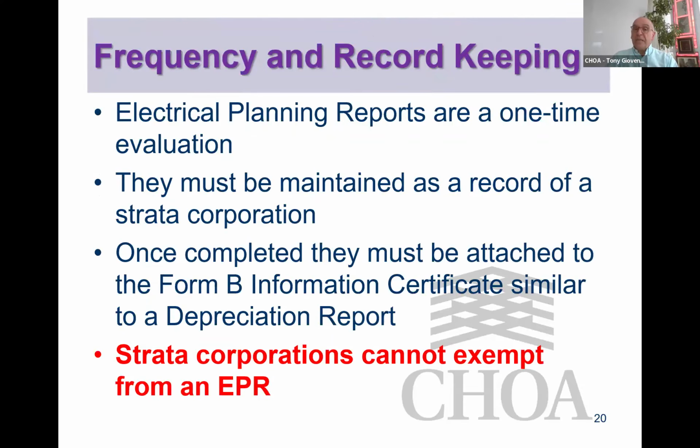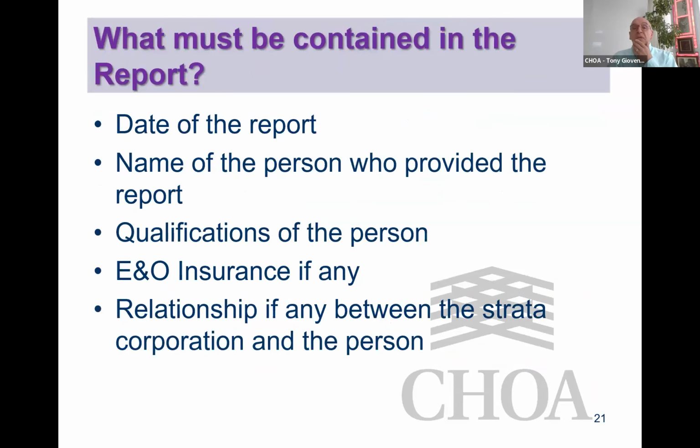Going back one more time, it is a one-time report. It has to be maintained as a record of the strata. It has to be attached to a Form B once you have it done, same way as the depreciation report. And there is no exemption. There is no voting threshold that's permitted. There's no exemption. Everybody has a compliance requirement.